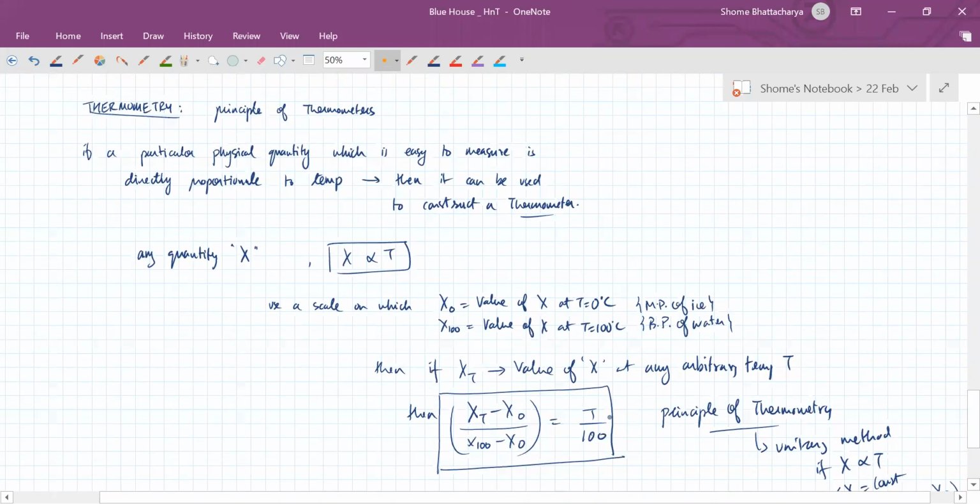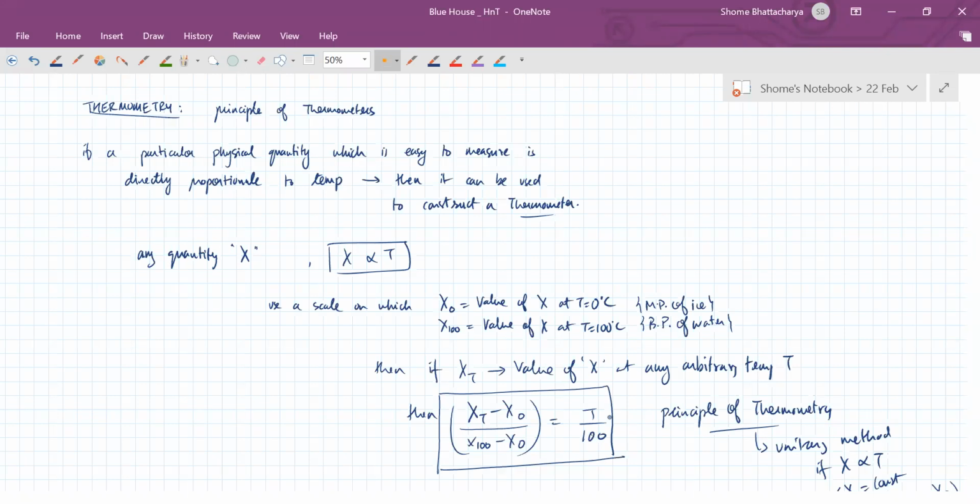So we'll see three examples of the application of the principle of thermometry. The first is a standard mercury thermometer, where x is the length of a mercury column. Then the constant volume gas thermometer, where x is the pressure of a gas at constant volume. And the third will be a resistance thermometer, where x is the resistance of a platinum wire, which varies with temperature.